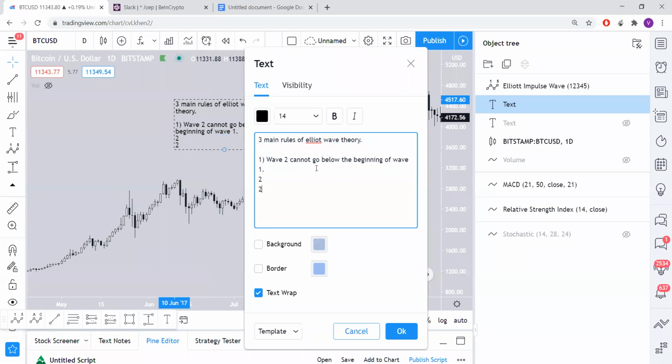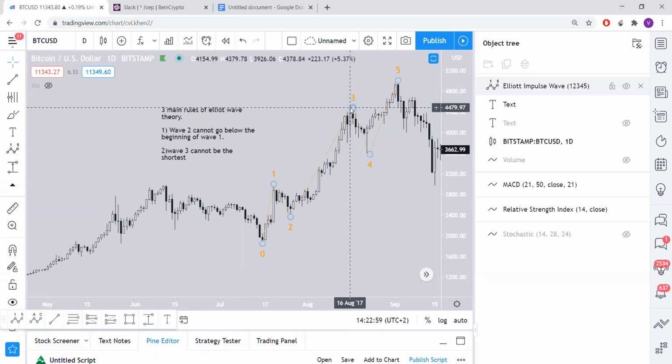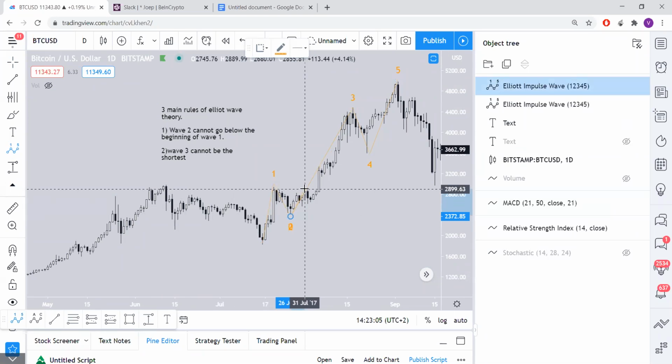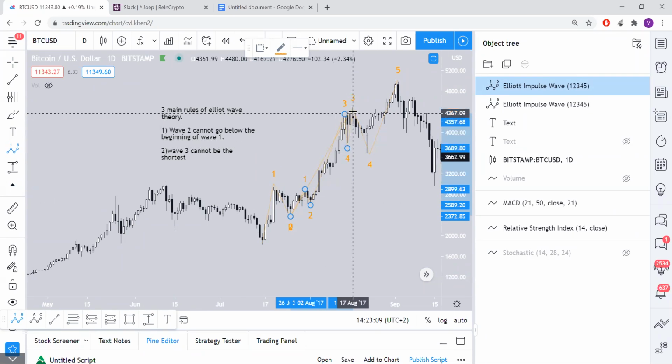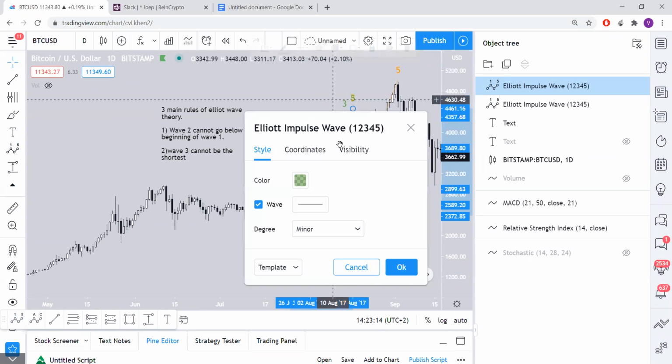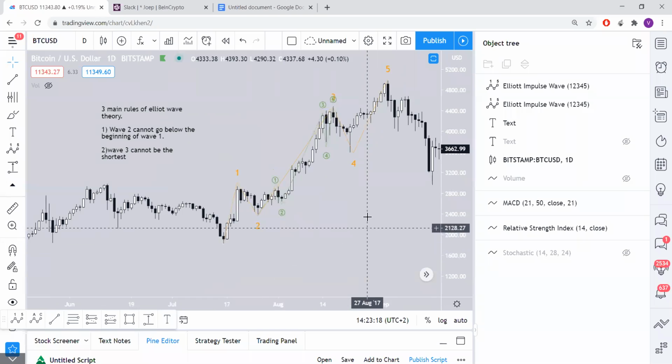Rule number 2. Wave 3 cannot be the shortest. It's not actually the longest. Now, wave 3 is most often the longest one, and actually it often gets extended. So what you can do is you can usually draw another 5-wave formation inside wave 3. I'm not sure if this is the correct one, but without going deeper into it, it kind of looks like it, so I'll just go with it for now.